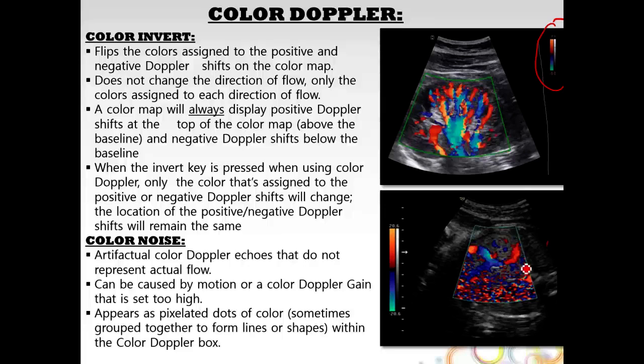Color noise, these are extra signals in our color box that don't represent true areas of flow. This can be caused by either artifact, such as patient motion or a patient talking, or by our color gain being set too high.